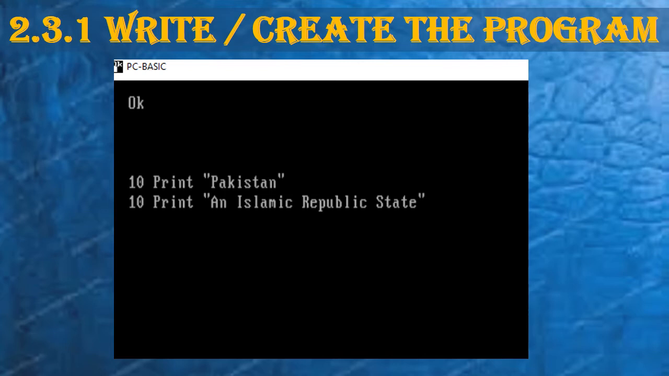So what do you think? What will be the output when I execute this program? Will it print Pakistan and Islamic Republic state both lines, or just Pakistan, or just an Islamic Republic state? What do you think? You're right. An Islamic Republic state has replaced the previous line.